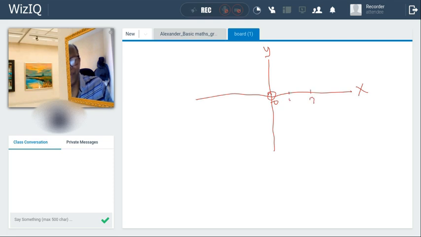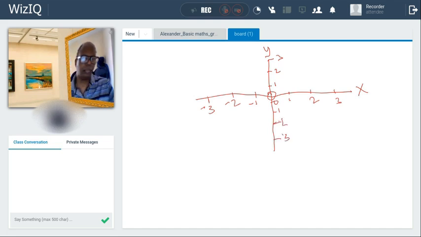1, 2, 3. If you go this way, it's going to be -1, -2, -3. The same way, if you go up, it's going to be +1, +2, +3. If you go down here, it's going to be -1, -2, -3.